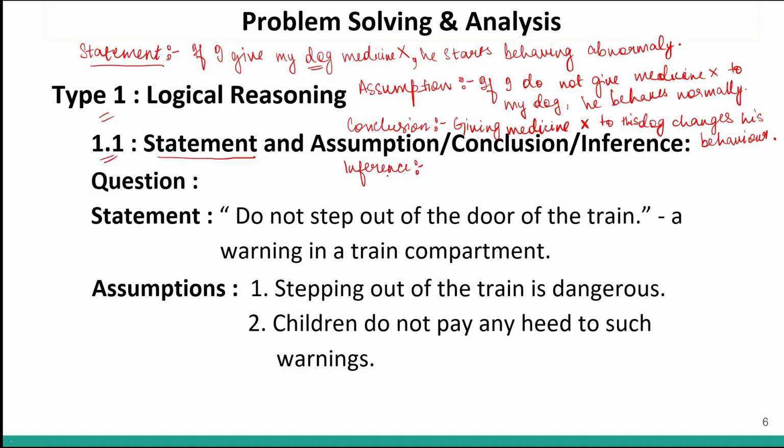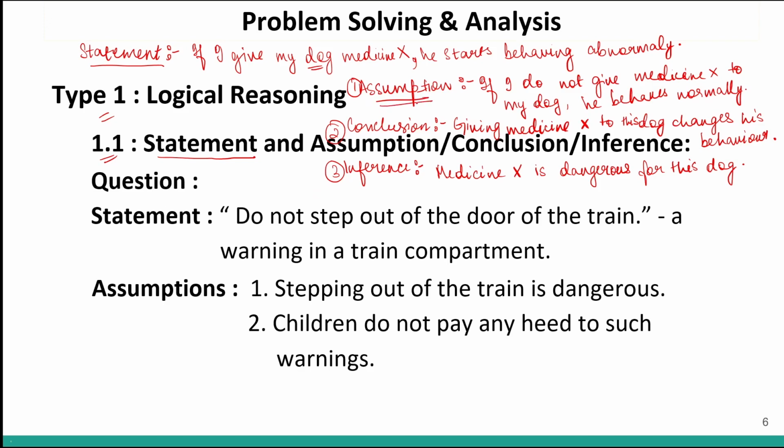I can infer that medicine X is dangerous for this dog. So this can be my inference, that medicine X is dangerous for this dog. So this is the assumption, this is the conclusion, and this is the inference. So this is the difference between assumption, conclusion, and inference.